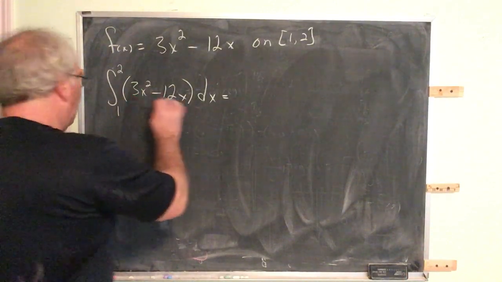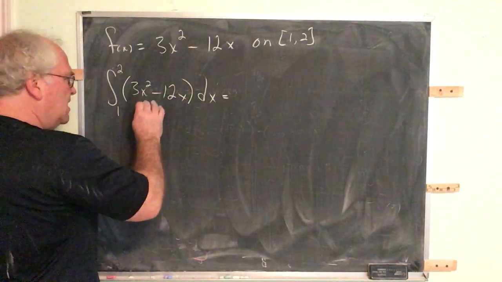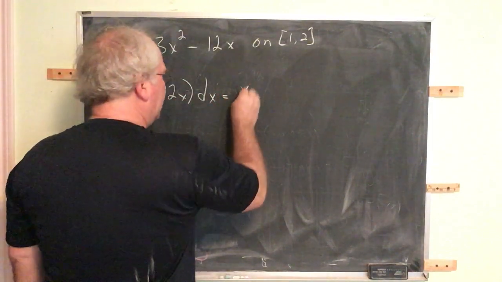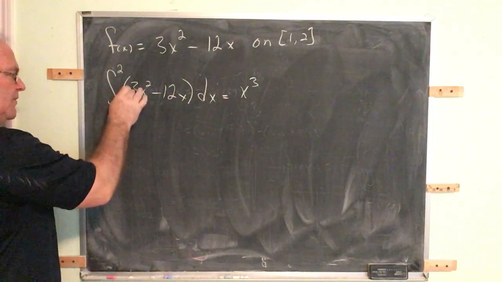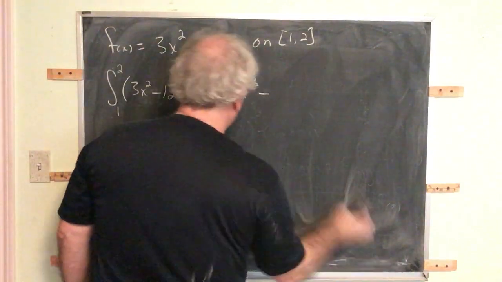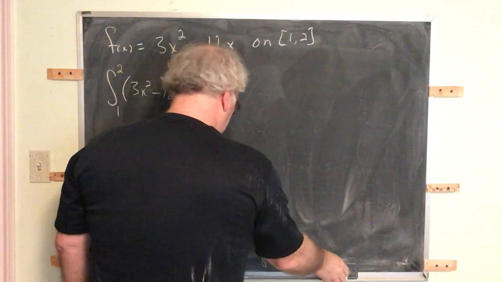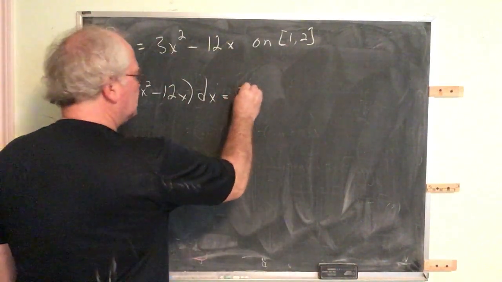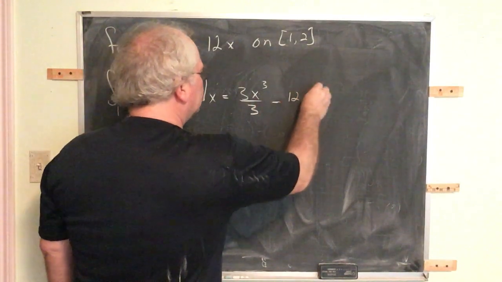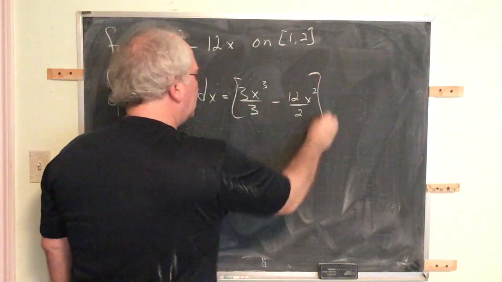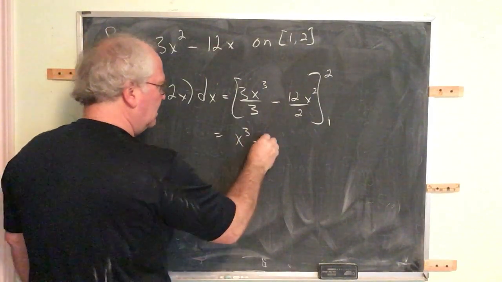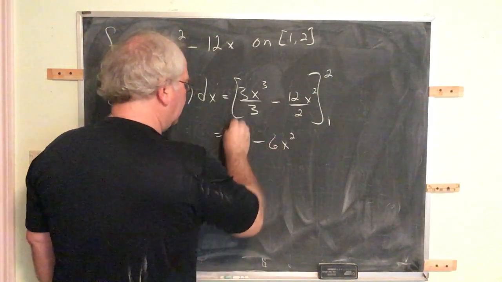First, we need the antiderivative. We have 3x to the third over 3, so we can say this is x to the third. The 3 divided by 3 cancel, and the antiderivative of, let's just be careful here. I better show my work here. I don't want to take any chances. So this is 3x to the third over 3 minus 12x to the second over 2, evaluated from 1 to 2. We'll simplify that: x to the third minus 6x squared.